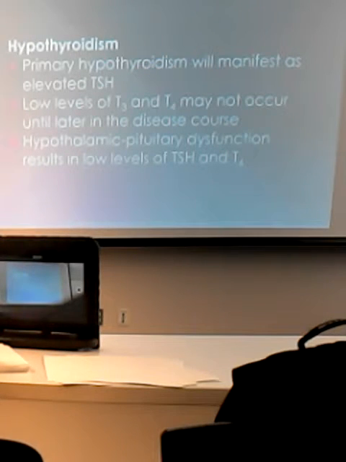So, listen, if we have a primary hypothyroidism, primary means what? It's in the thyroid gland, right? So what does that mean? We're going to see elevated TSH. Okay, yeah. So why do you see it common with women after they have their child?